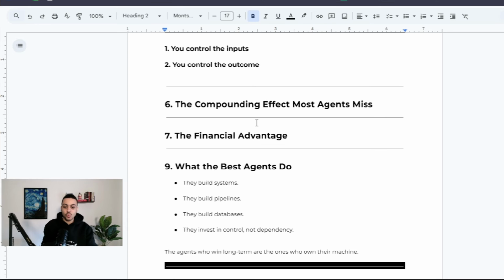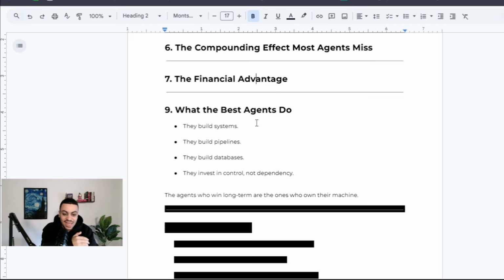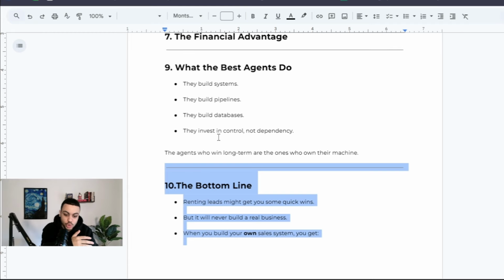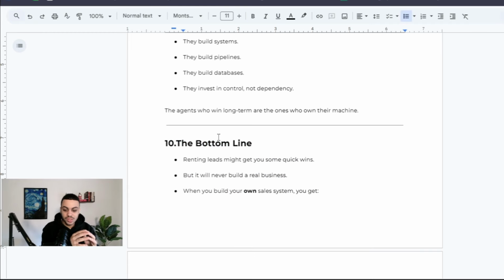Okay, so what are the things that the best agents do? They build their systems, their pipelines, their database, and they invest in control as well. The agents who win long term are the ones who own the machine, and they own their pipeline as well. Okay, super simple.